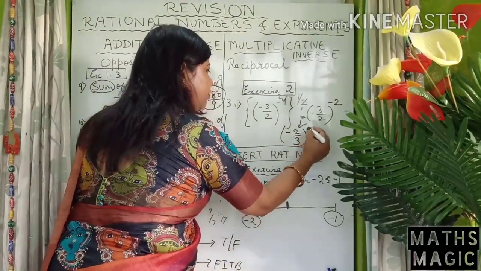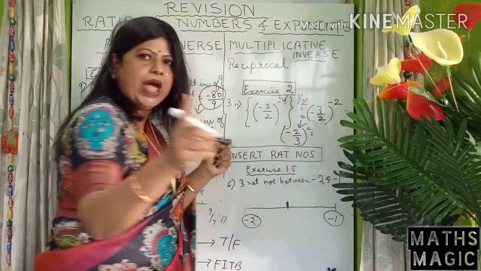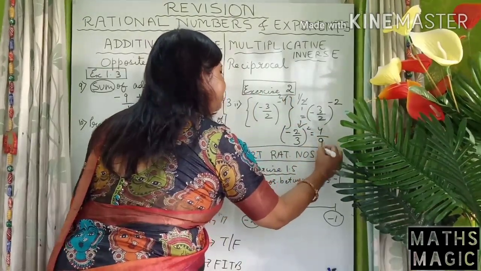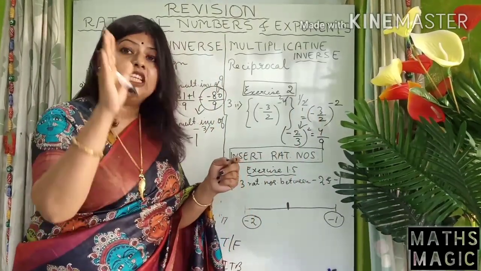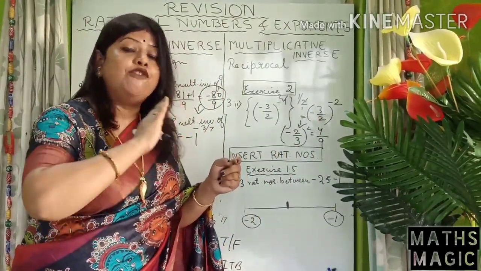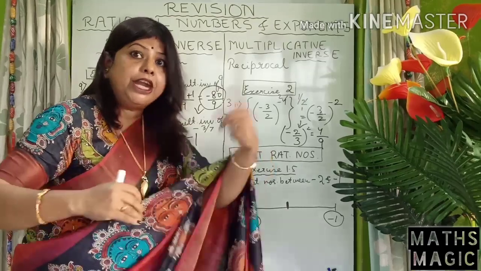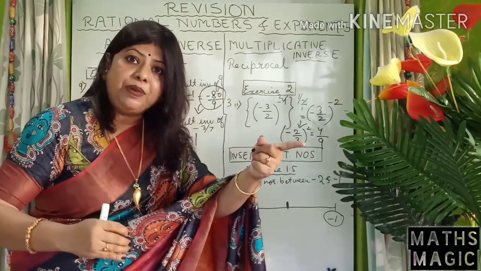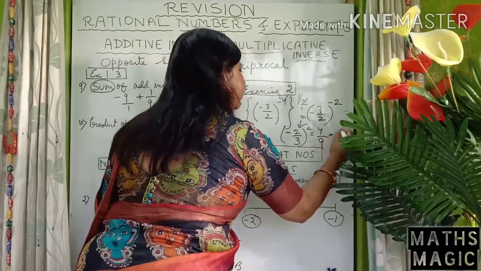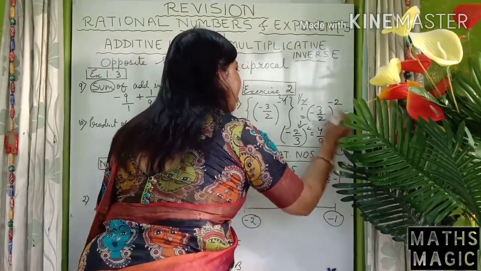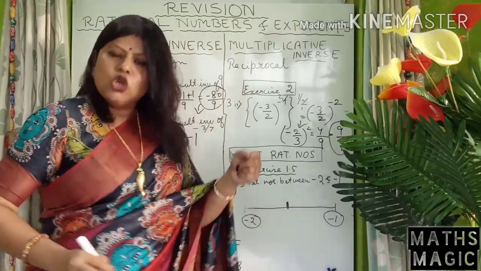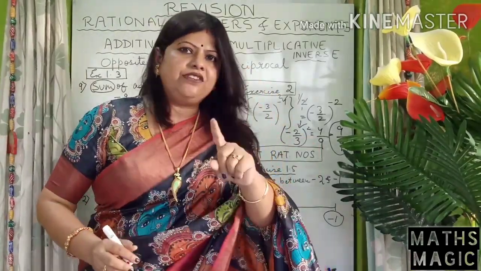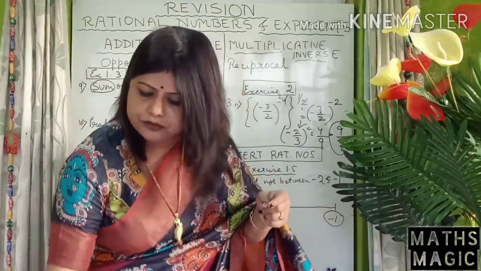Here if I solve this, 2 square, minus 2 square will be plus 4, 4 and 3 square will be 9. 4 by 9 is your answer, but you have not turned it into the multiplicative inverse. Now what will be the multiplicative inverse of this? The multiplicative inverse will be 9 by 4. Followed students? So 9 by 4 is your answer. This is all about additive inverse and multiplicative inverse.